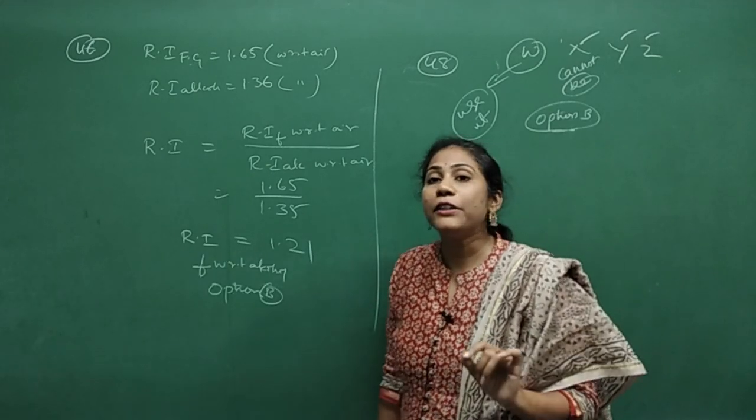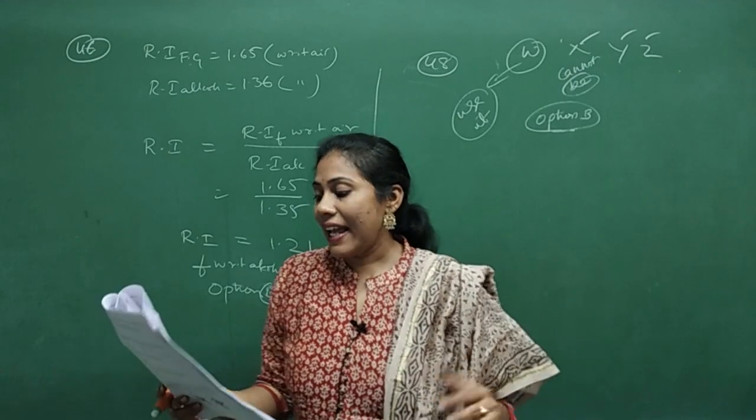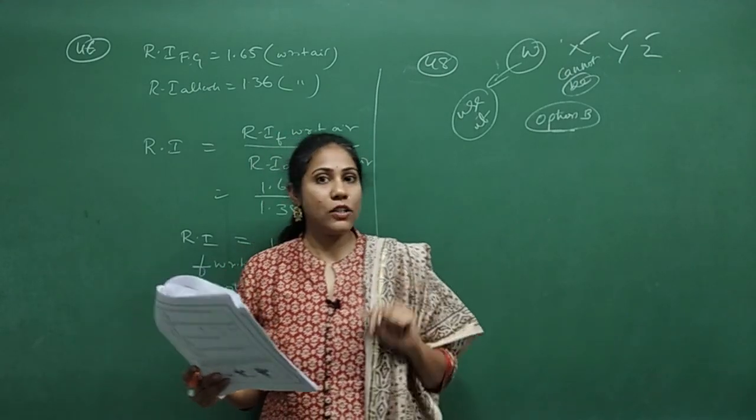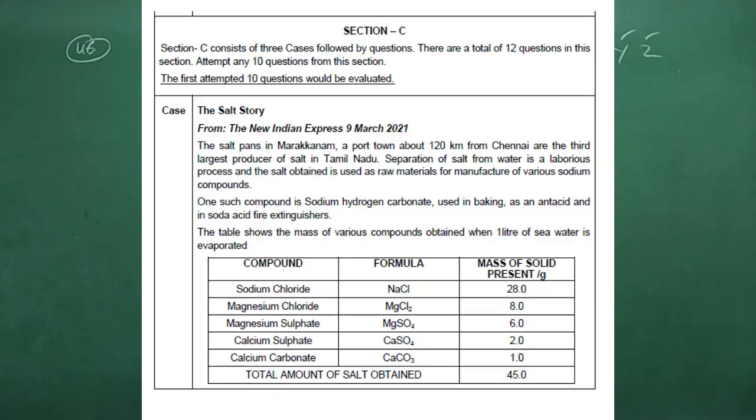Now we are entering section C, which has case study based questions. So 3 cases were given, something they explained in paragraphs, and based on that questions were asked. Okay, so you have to carefully read what is given and then try to answer. 1 case from chemistry, 1 case from physics and 1 case study from biology. Let's discuss them one by one.